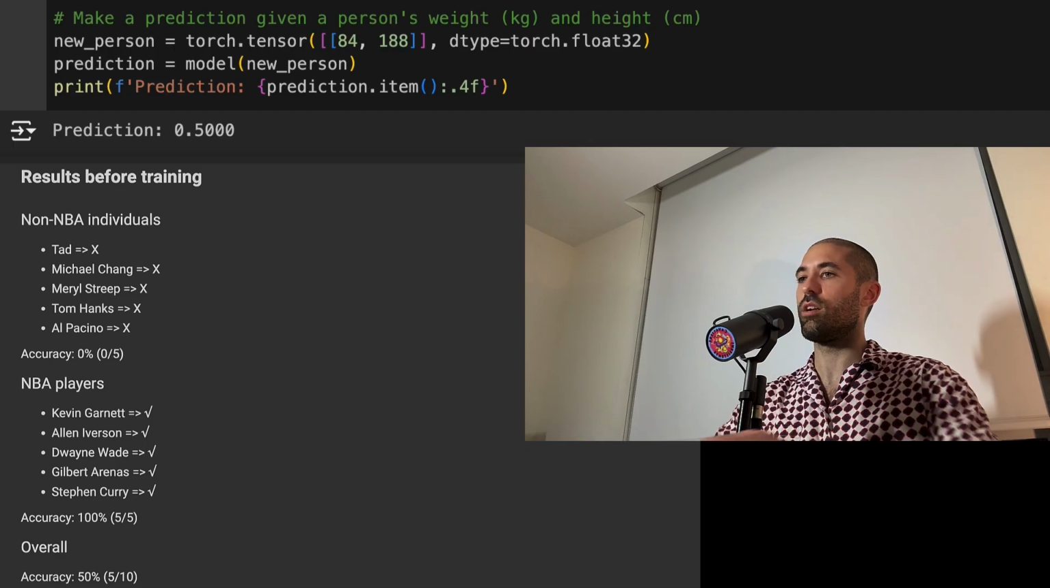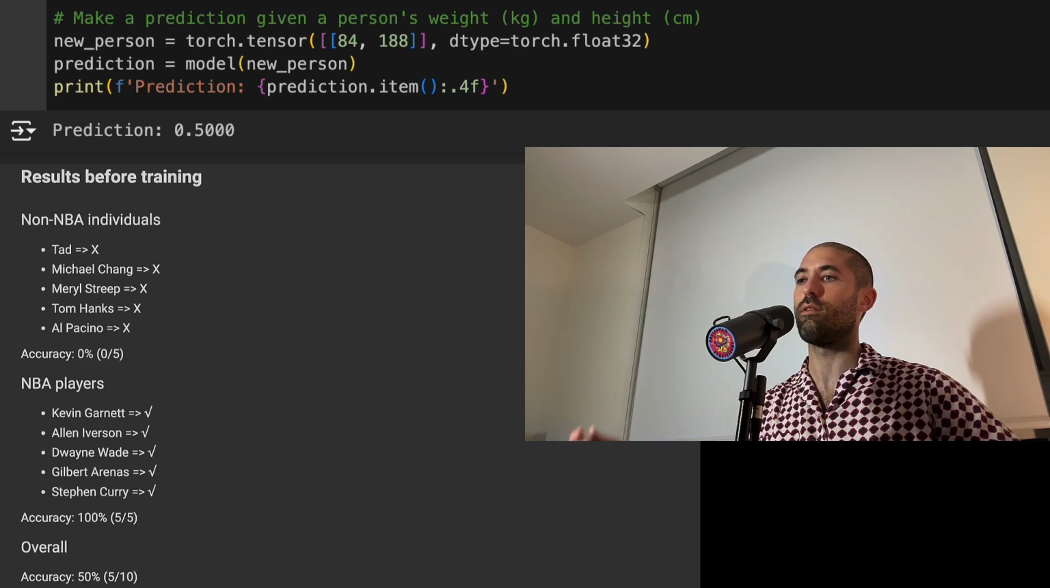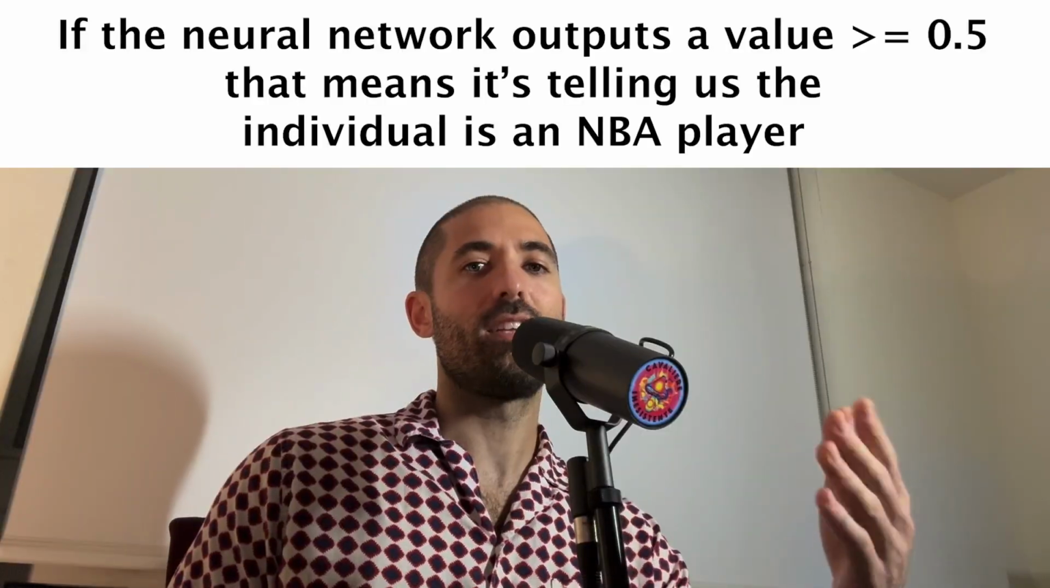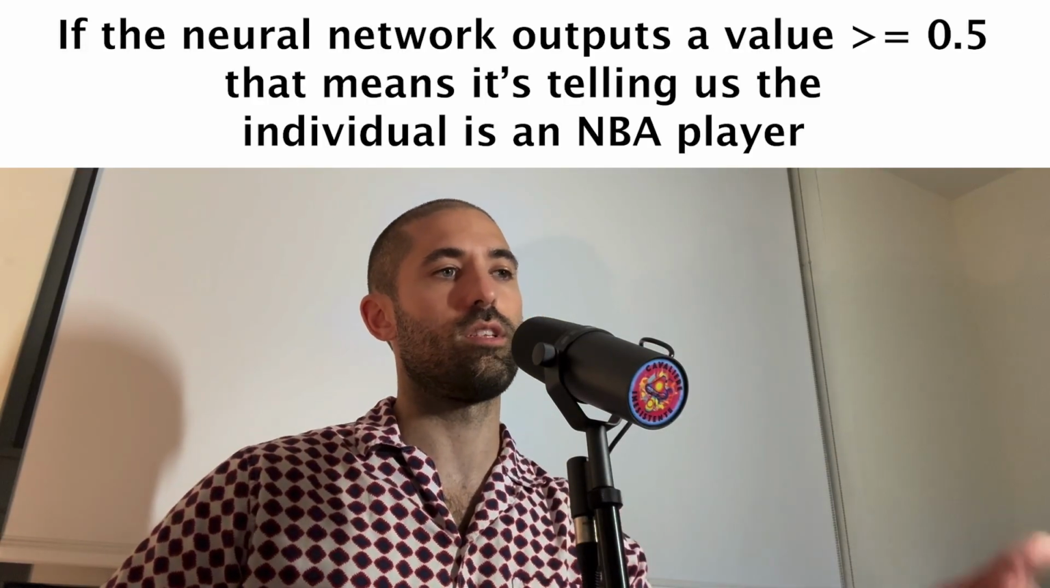Here you can see, regardless of the individual's data that's being passed through the neural network, it's outputting a value of 0.5, meaning it's always telling us this person is an NBA player. Now let's train our neural network on some data and afterwards retest these individuals to see what it's saying.